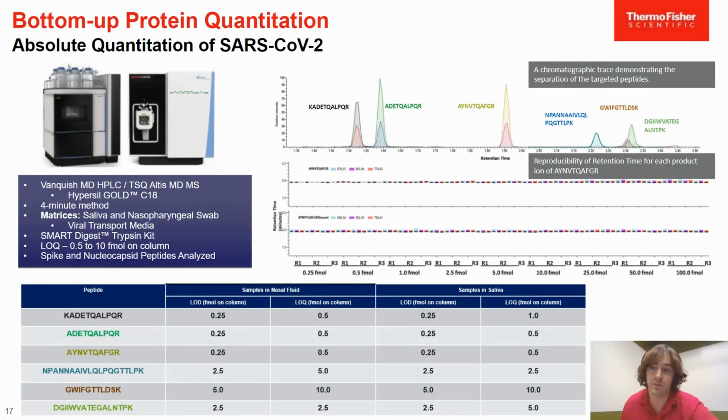Linearity was demonstrated from the stated limits of quantitation up to 100 femtomole on column, and each calibrant was prepared and run in triplicate. R-squared values of each fitted calibrant were greater than 0.99, and CV values were less than 15%, demonstrating the ability of the TSQ Altis MD to reliably and accurately quantify low levels of protein in different matrices to sub-femtomole on column levels.